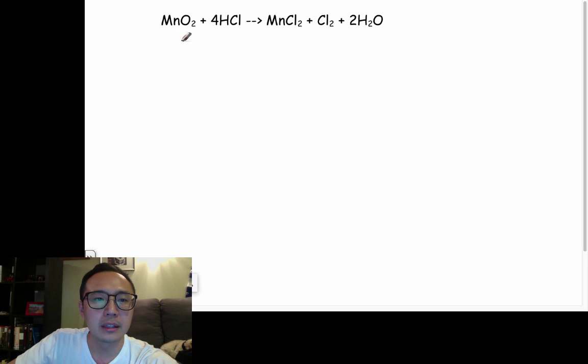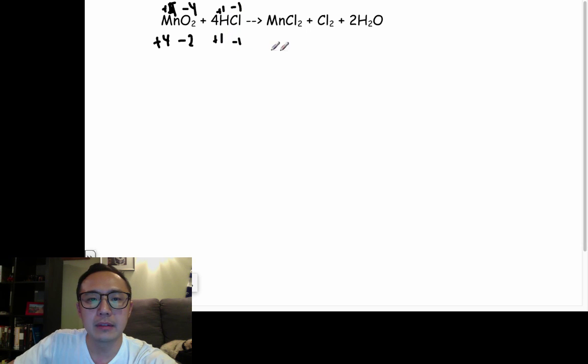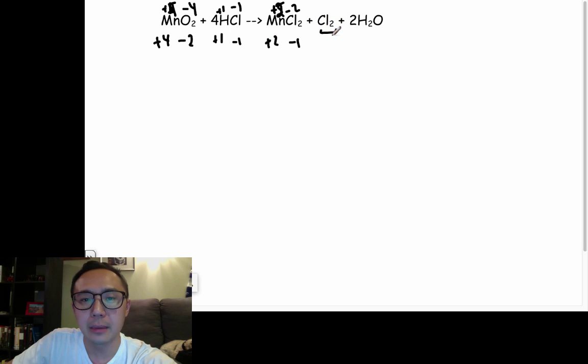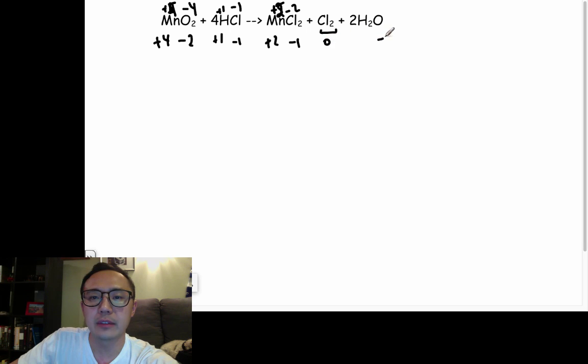So let's start. This is -2, and then -4 for oxygen, which balances out to +4 for manganese. HCl is -1 plus +1. Chlorine is -1. I have 2 of them, so -2, which balances it out to +2 for manganese. Chlorine by itself in a diatomic molecule is just 0, and water is -2 plus 2 times +1.